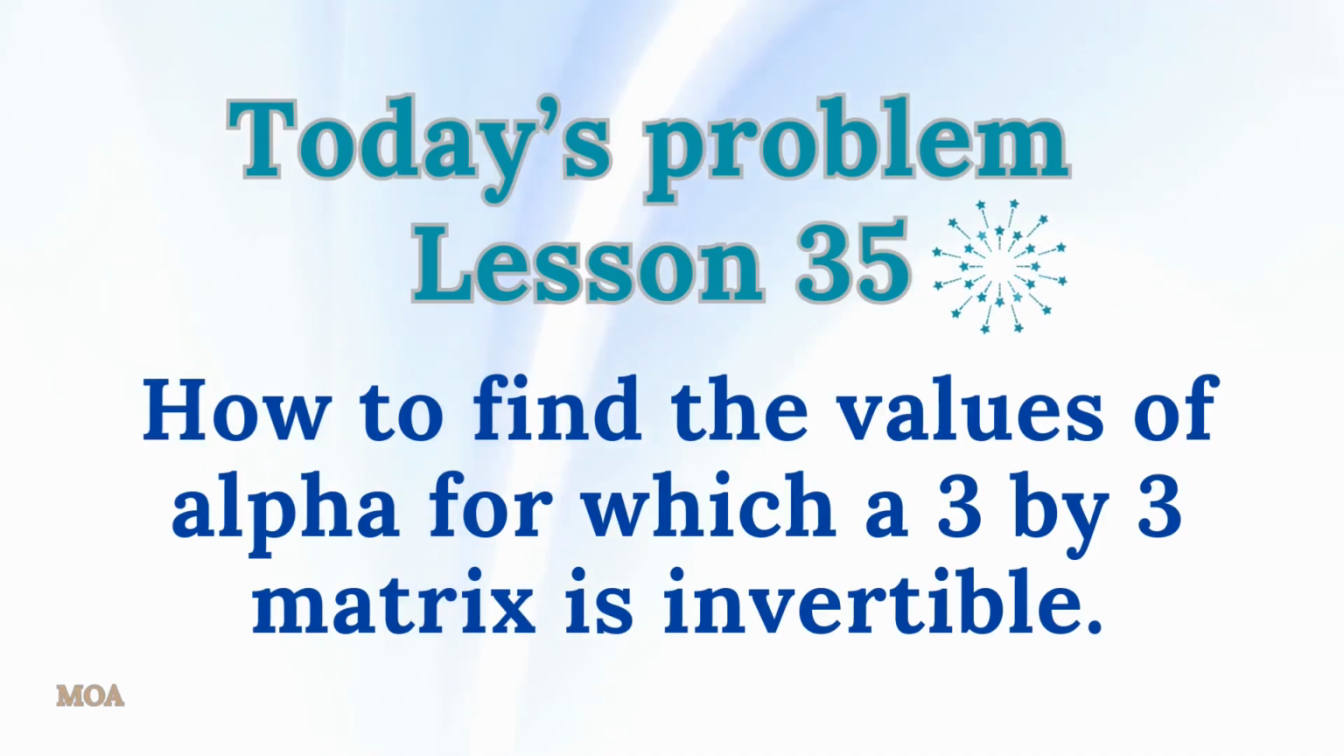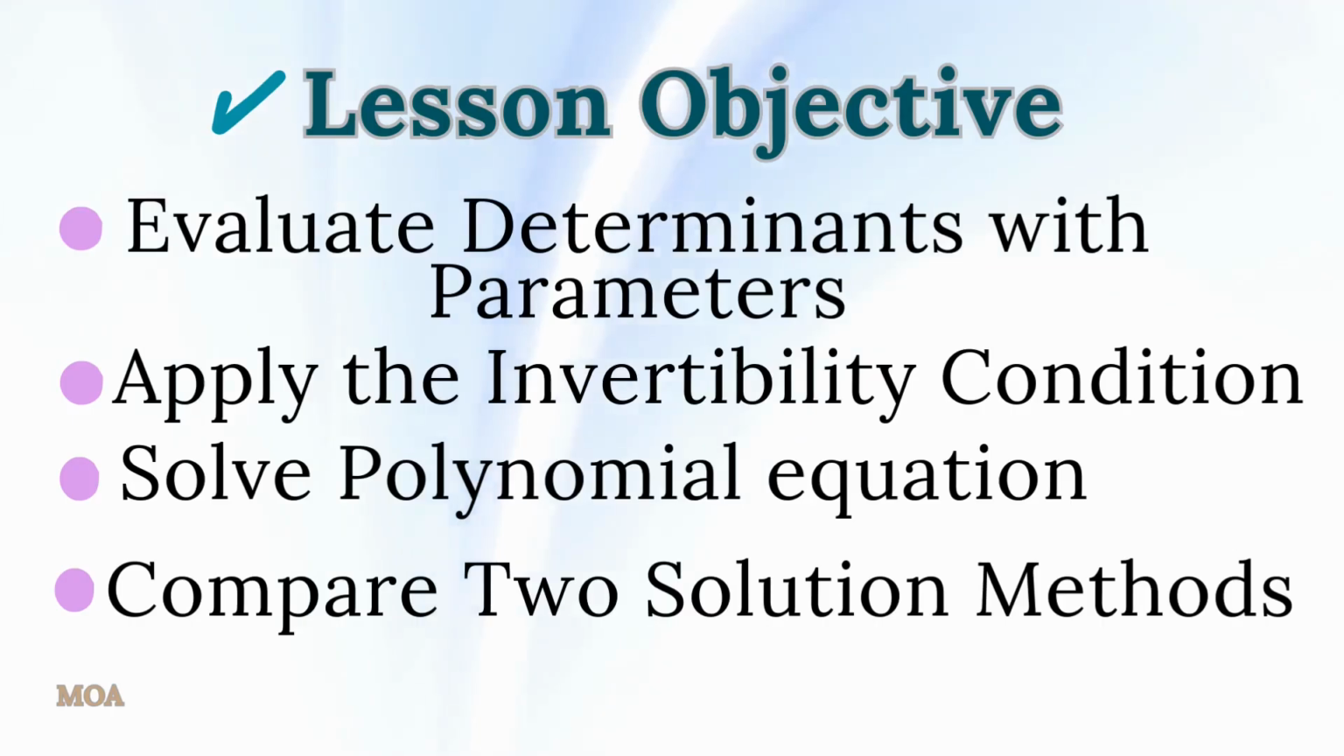In this lesson 35, we find the values of alpha for which a 3x3 matrix is invertible. We solve the problem using two different methods and express the solution in interval notation. The objective of this lesson is to guide students to evaluate determinants with parameters, apply the invertibility condition, solve polynomial equations, and compare two solution methods.